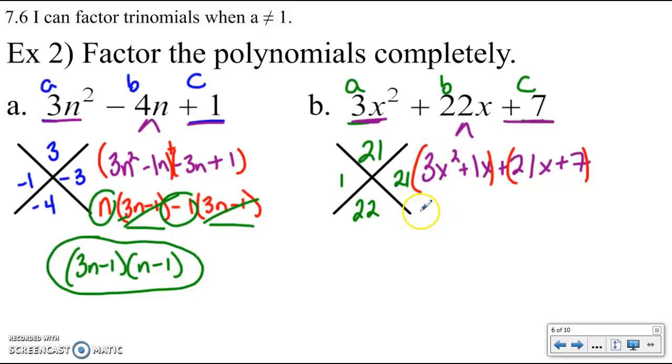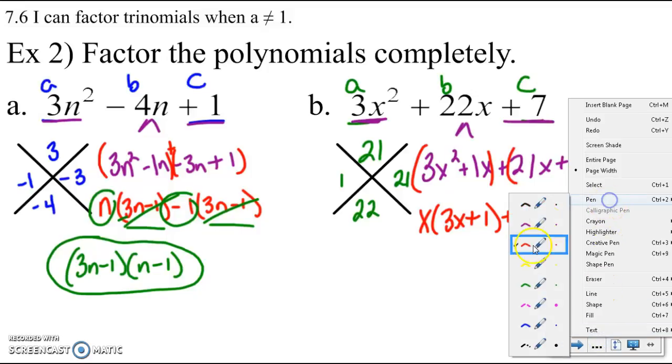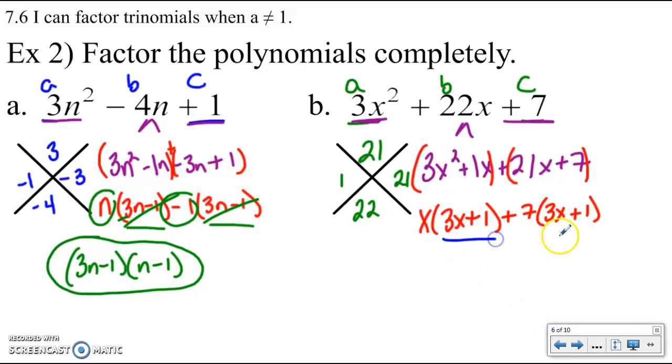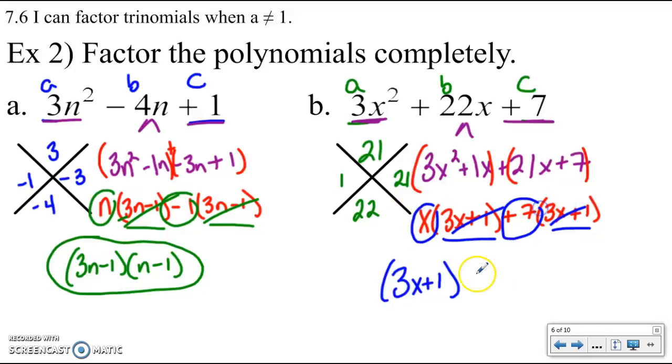I can only take an x out of the first group, so I'm left with 3x plus 1. And in the second group, I can divide both of those by 7. So 21 divided by 7 is 3, so my x. 7 divided by 7 is 1. Don't forget to put the 1 there. And then we are going to go ahead and make sure our two groups match. So since those two match, we can pull that out front. That goes away. And we have x plus 7 left over for the second group. Final answer there.